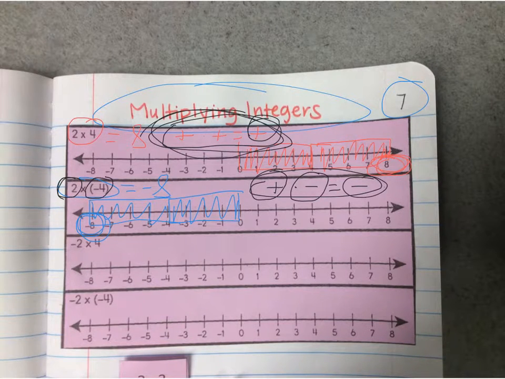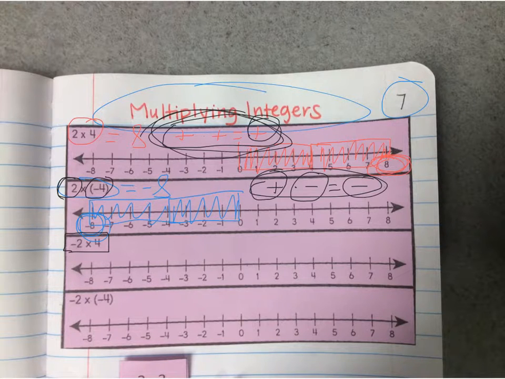So go ahead for a second, pause the video, and try this problem out. Okay. Now that you tried it out, let's go ahead and check your work. So I have negative 2 times 4. So this one's a little different.